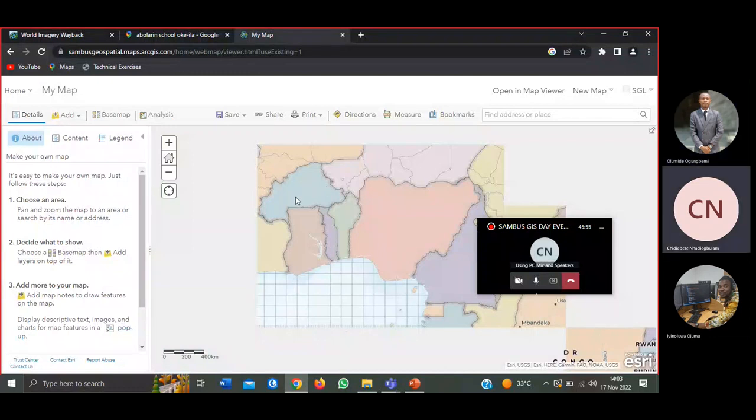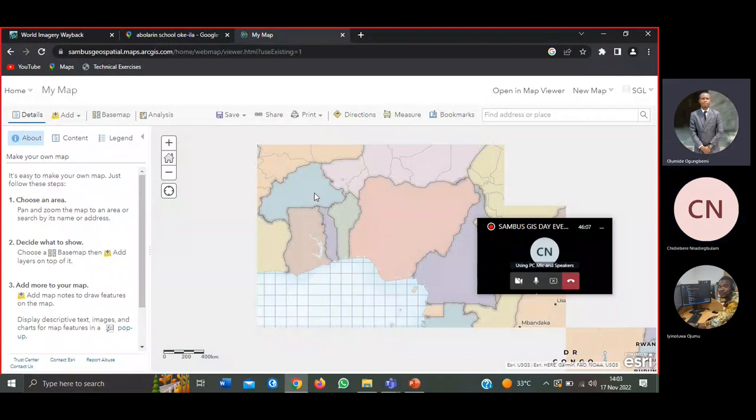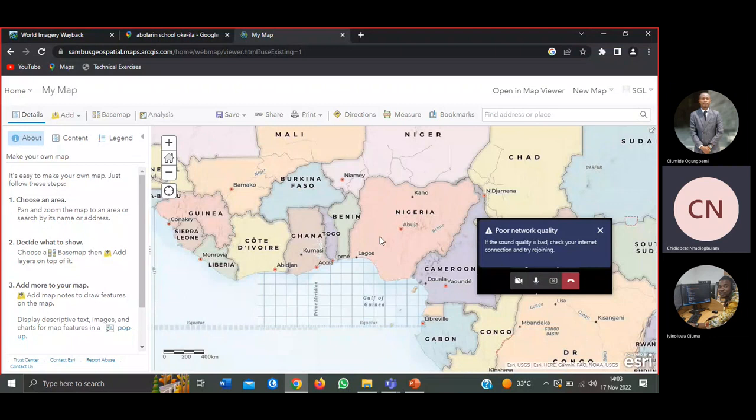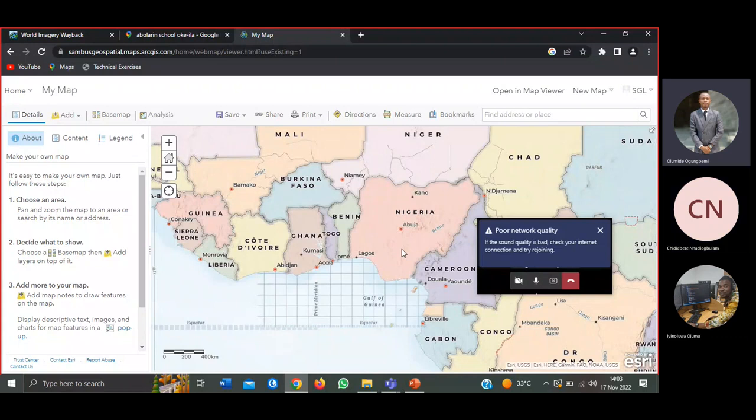Which country is this? I want to know if you are conversant with places. Which country is this? This one in blue. Anyone? Oh, that is already explained. So the answer is there. Don't worry, it is explained already. So you can see Cameroon. Like you've been taught in class. So this is just to show the territory.